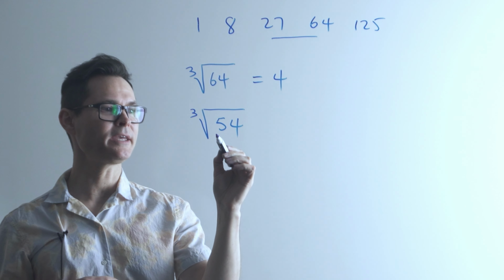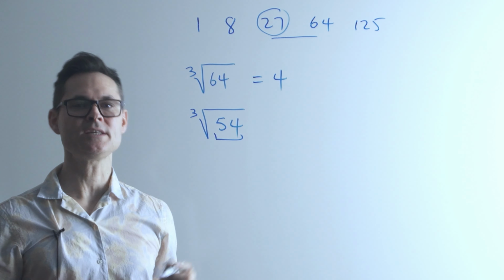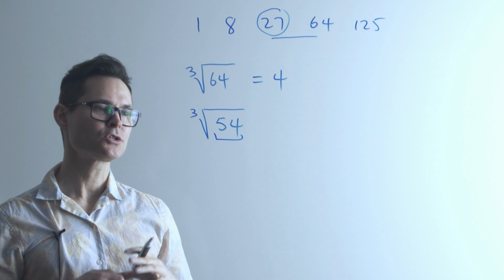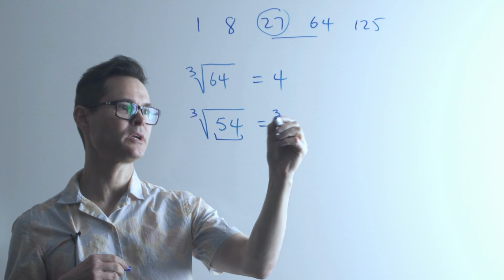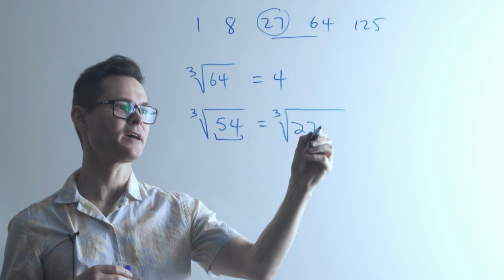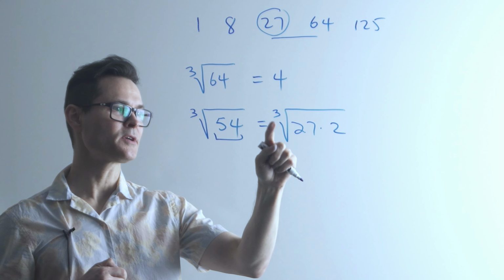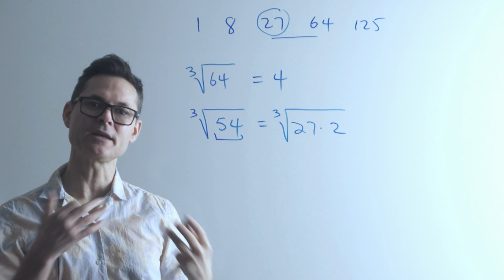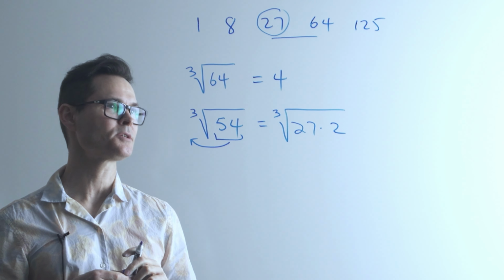But we could break it down because we know that within 54, with a little bit of thinking, 27 does go into 54. So 54 includes a perfect cube. So what I'm going to do is rewrite 54 as the product of 27 times 2. Why? Because I know that the cube root of 27 is a number that I can figure out, and the goal is to get as much number out of the radical as possible.